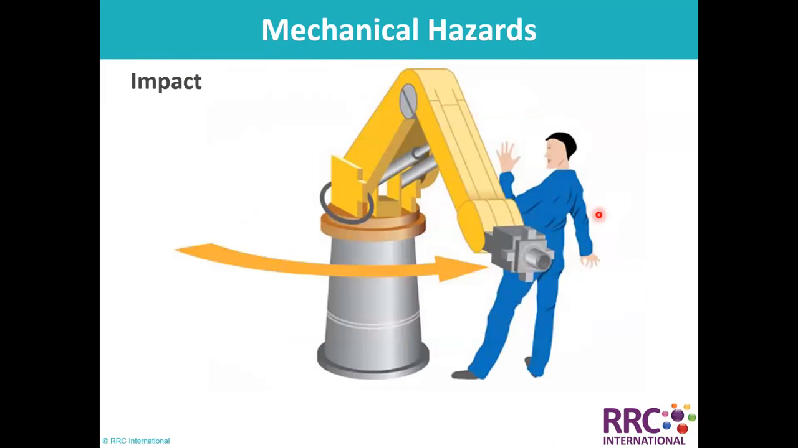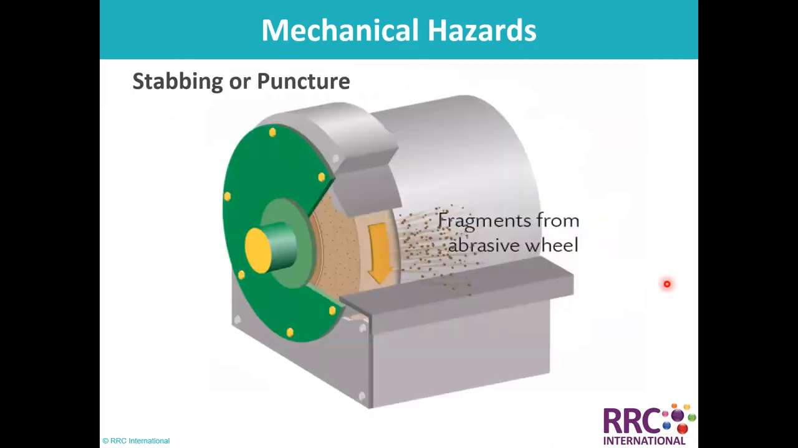This is impact. Next is stabbing or puncture, when you have sharp parts of the machine or part of the material ejected. Remember, this is part of the machine. When it is ejected and it can hit you and give you some small puncture inside your body, we call it stabbing or puncture.